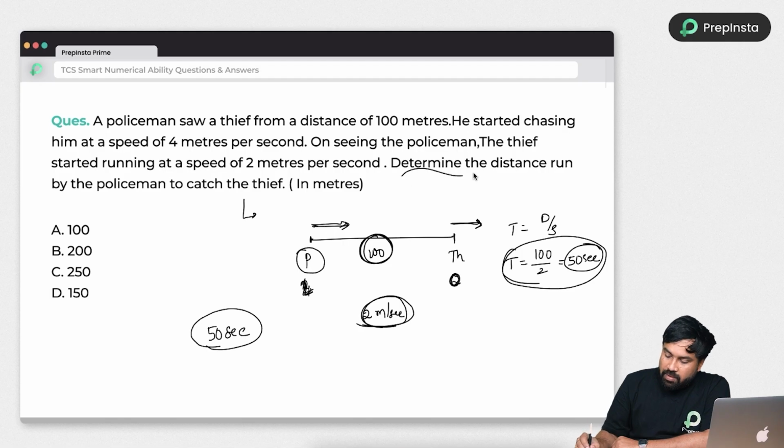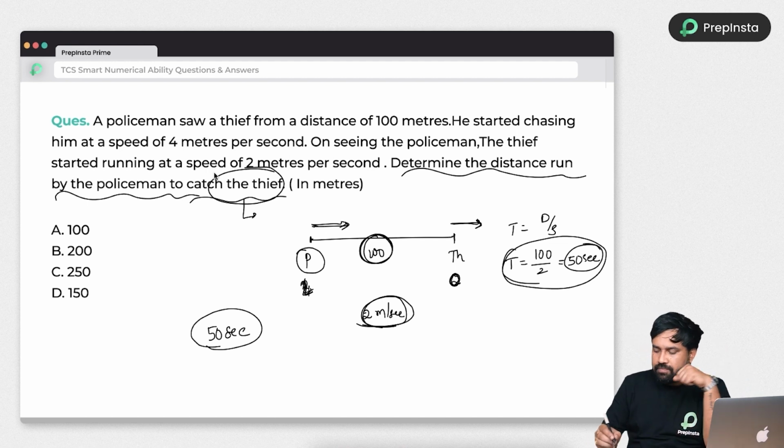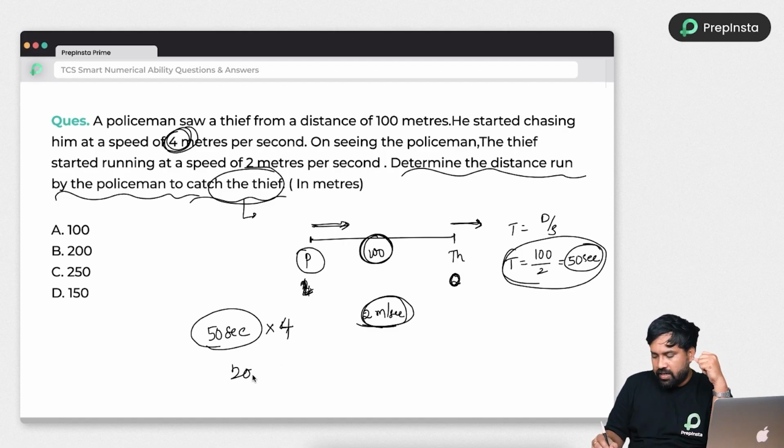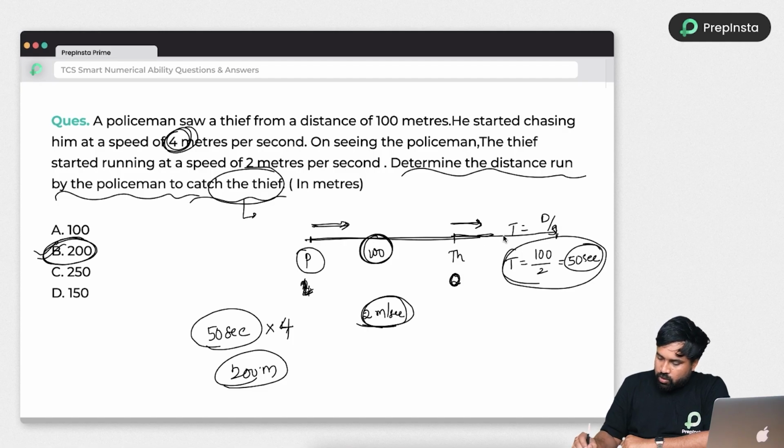Right? Determine the distance run by the policeman to catch the thief. But actually, what is the speed of the policeman? 4 meters per second. So he catches the thief in 50 seconds. So how much distance will he travel? Time into speed, which is nothing but 200 meters. So the answer is 200 meters. Why? Because the thief is also running, so he will go a little forward. So the policeman will take 200 meters to catch the thief.